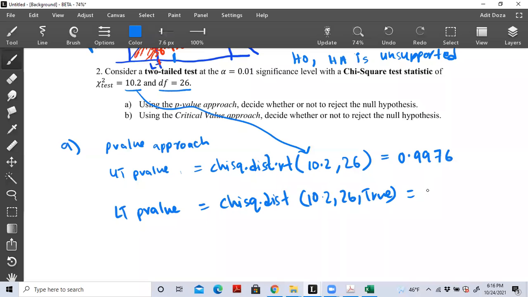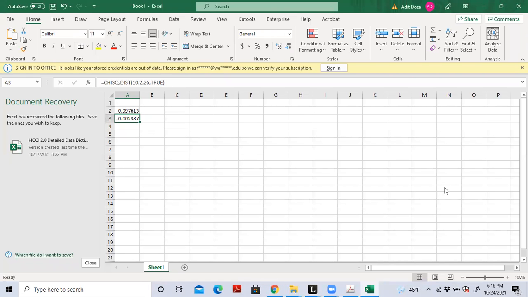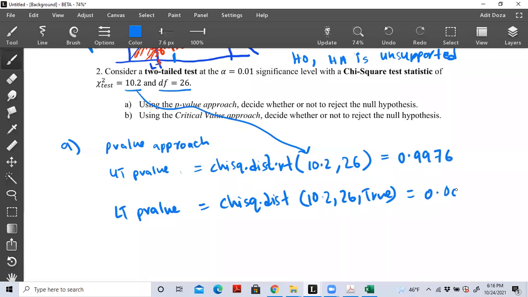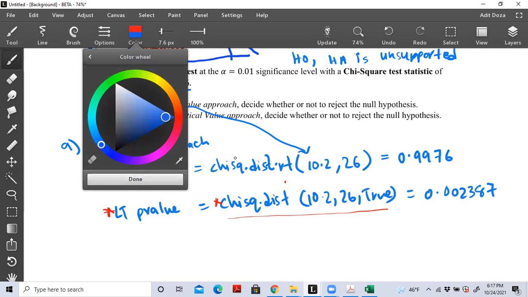So it's point. What is the value? 0.002387. So I need to write down this. You don't need to put .RT for lower tail. Let me highlight it in red, right? So it's only .DIST for the lower tail, the formula. Oh, that's why. Yeah, that is the reason.